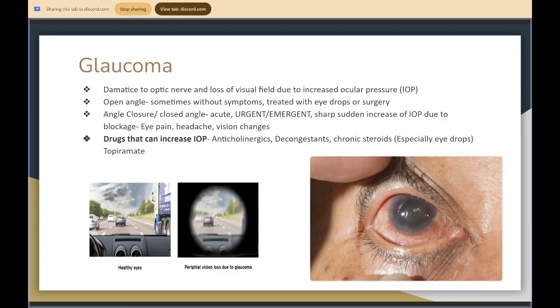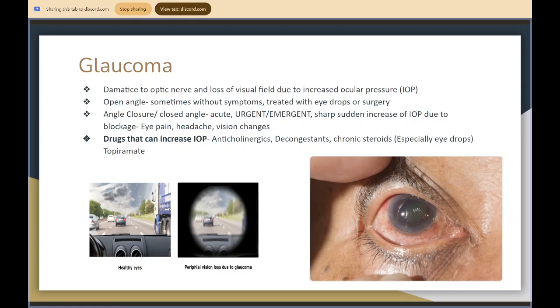Glaucoma is damage to the optic nerve. Sorry for the typo, I'll fix that. And loss of visual field due to increased intraocular pressure or IOP. There are two kinds. One is called open angle. Sometimes the patient will present without symptoms, and during their eye exam, the IOP will be raised, and this can be treated with eye drops or elective surgery.